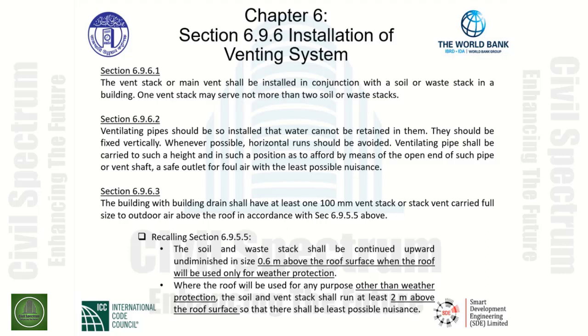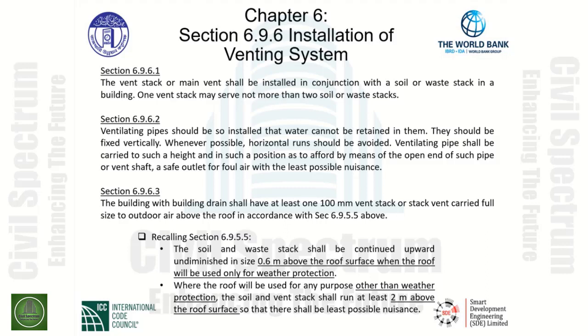6.9.6.3. The building with building drains shall have at least one 100 millimeter stack or stack vent carried full size to outdoor air above the roof in accordance with section 6.9.5.5 above. Recalling 6.9.5.5, the soil and waste stack shall be continued upward, undiminished in size, 0.6 meters above the roof surface when the roof will be used only for weather protection.